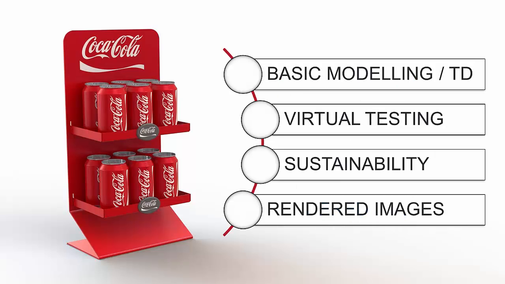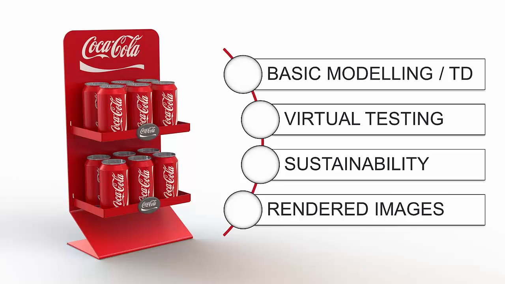I've broken it down into 4 sections. First of all, we're going to be looking at the basic modeling, so how we can actually create the geometry that you see on the left, and also the technical drawing that goes alongside it. Then we can do some virtual testing, so I can actually apply loads to those shelves just to see if it's going to fail or if it's going to flex too much and things like that. So I don't really want to have to go and make it first and then test it. I want to virtually test it before making it.